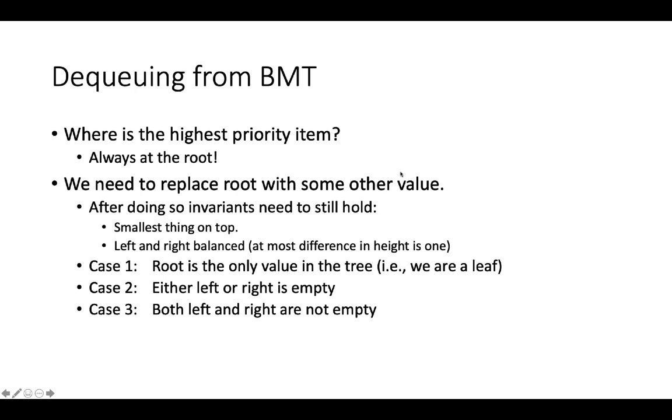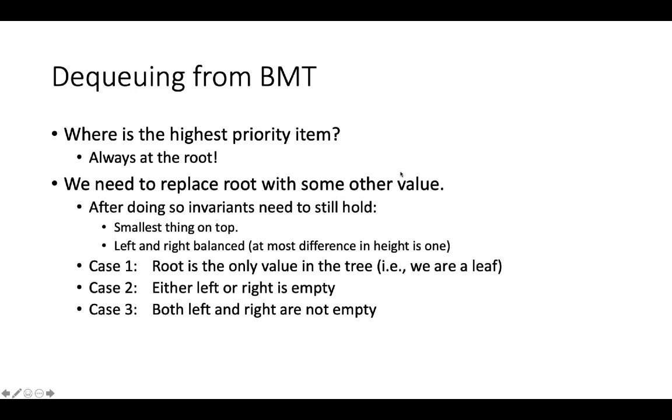So a priority queue, when you dequeue out of the priority queue, you get the smallest thing. We know where that is. That was the whole point of this, was to put the smallest thing in a very convenient place. It's at the top. And so it's always at the root. So we know that we're going to take the root of our tree, right? That's that value there. That's what we're going to return from dequeuing.